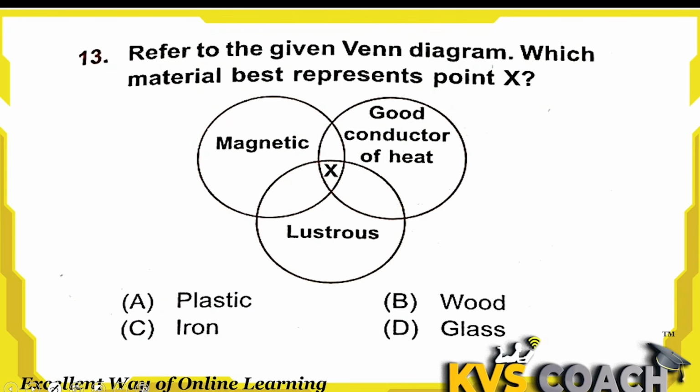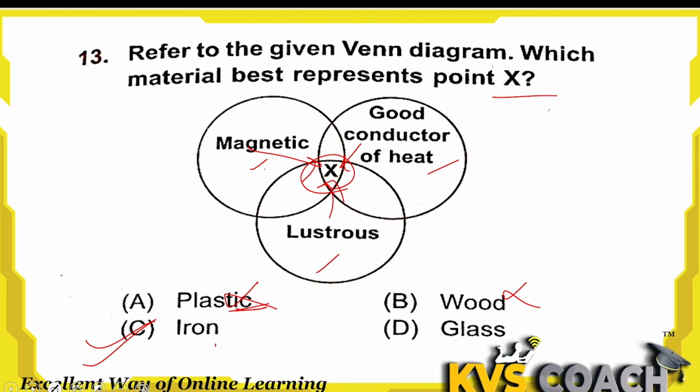Next, refer to the given Venn diagram. Which material best represents point X? Look, point X has magnetic, lustrous property and is a good conductor of heat. So do all these three properties belong to plastic? No, plastics are not lustrous and they do not have magnetic property. And they are not good conductors of electricity either. So plastic is wrong here. Wood is an insulator. This is wrong. Iron is magnetic, lustrous and a good conductor of electricity. So iron does fit here. Glass is hard. They are not conductors of electricity. They are rigid. They are not magnetic.